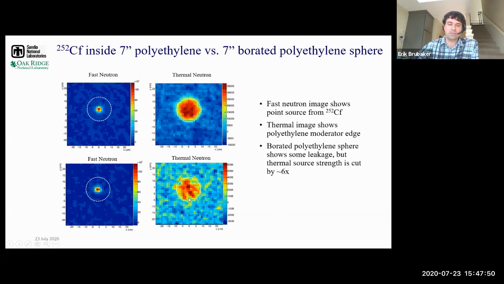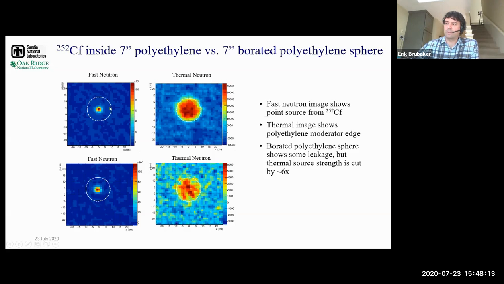When the neutrons are downscattered, they will be more likely captured by the boron in the moderator. In the top image, we see the full size of the sphere if we image in thermal neutrons, but if we image in fast neutrons, we're seeing primarily the point source, the californium source that's emitting the neutrons.